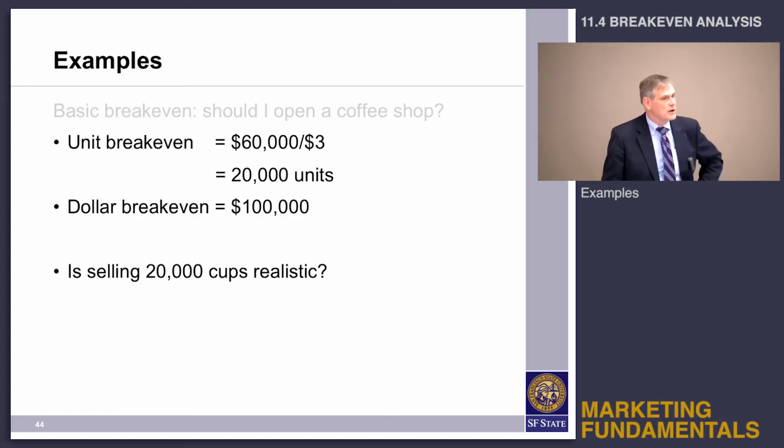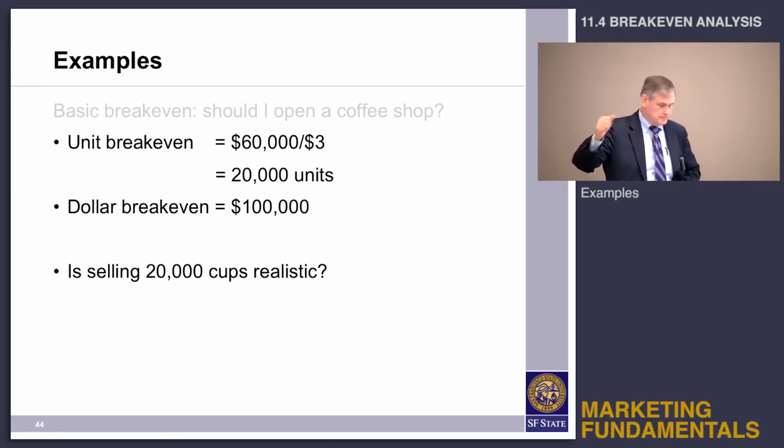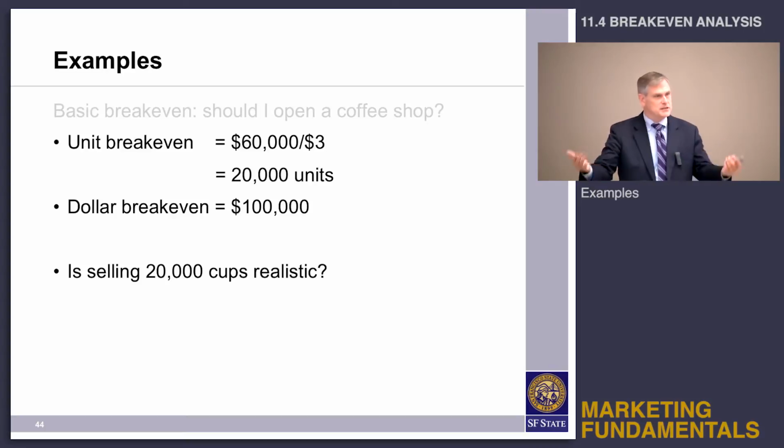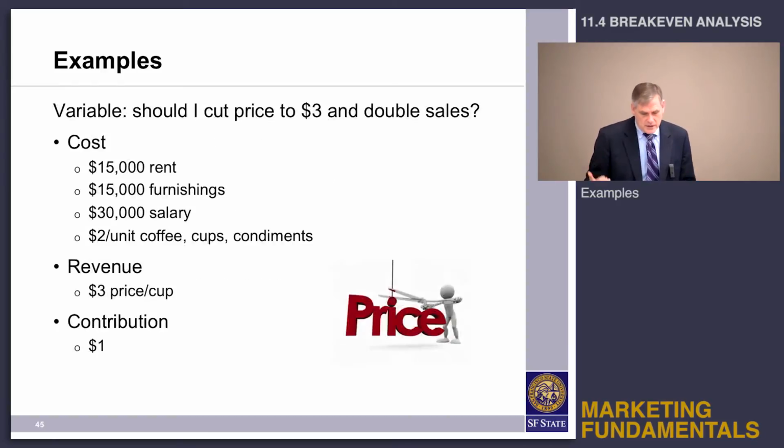So now we ask that same question. Is it realistic to sell 20,000 cups? Okay, let's say we've done that research. Yes, we can realistically sell 20,000 cups. Now it makes more sense to go into the business because I can pay a salary and I have an expectation of paying off the bank loan and making a salary.